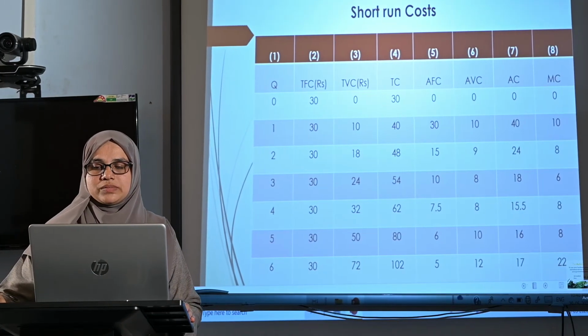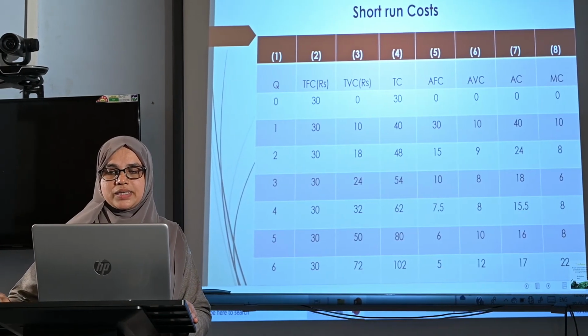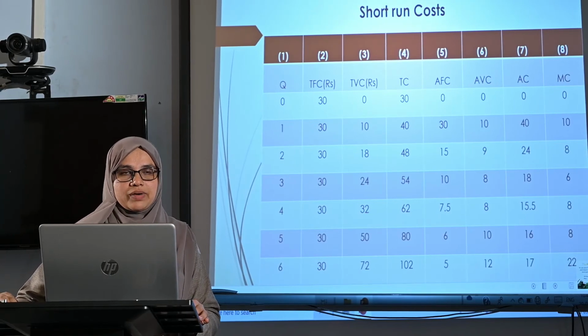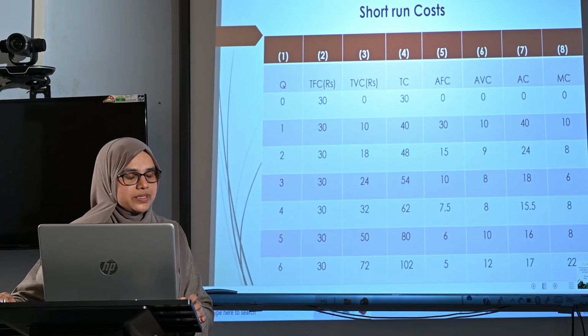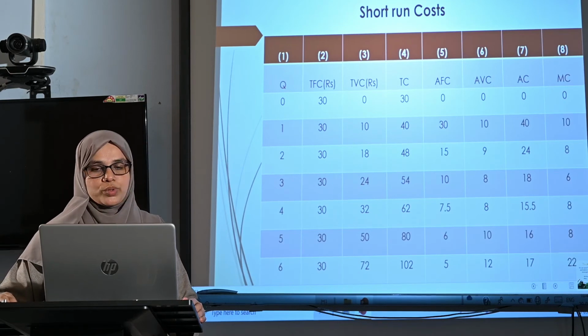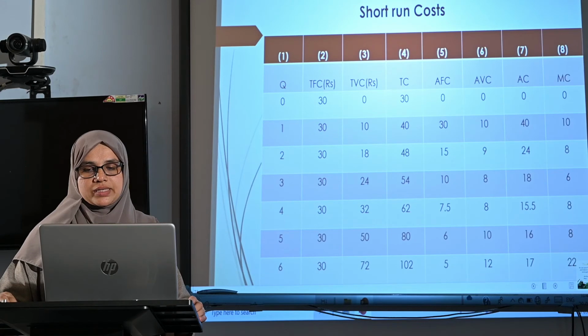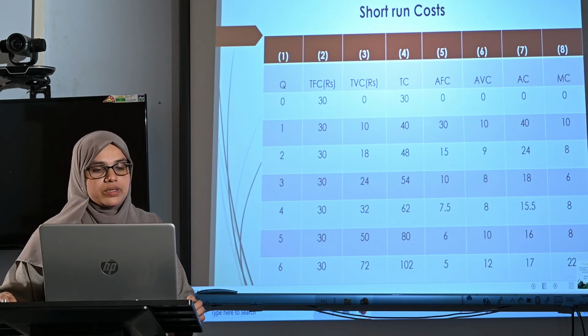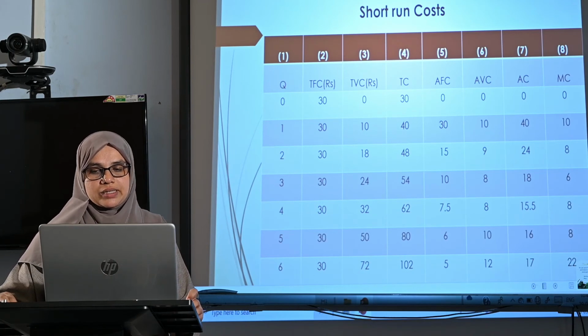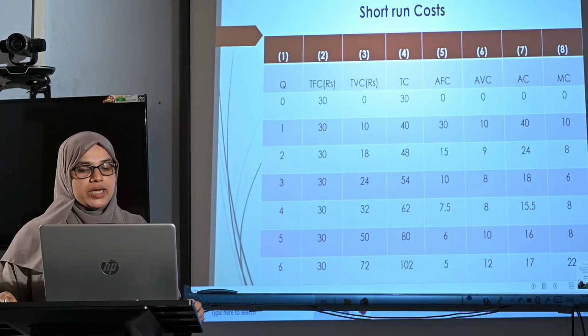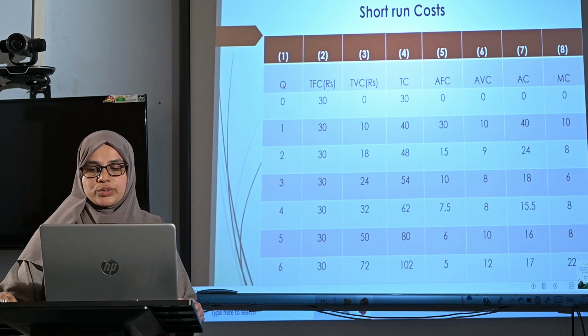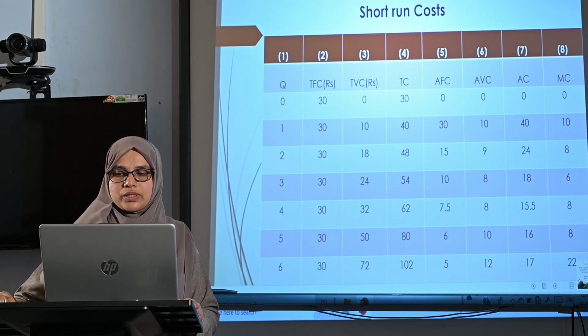In the eighth column, there is MC. MC is obtained by dividing the change in TC by change in output. When level of output is 1, change in TC is 10 divided by 1, that is 10. When the level of output increases to 2, change in TC is 8. So, 8 divided by 1, that is equal to 8, like that. MC can also be obtained.